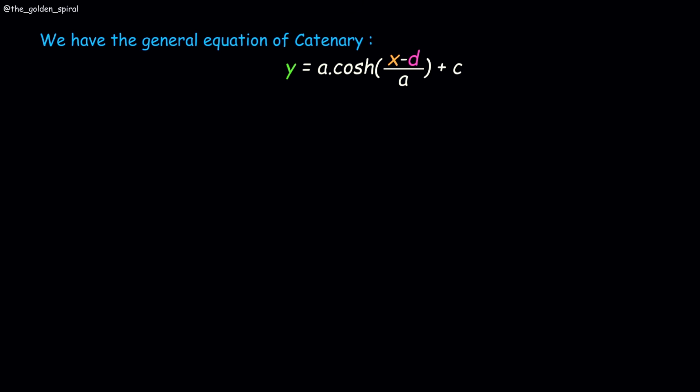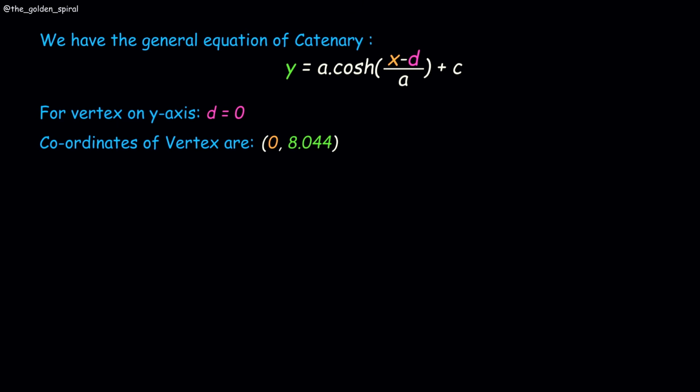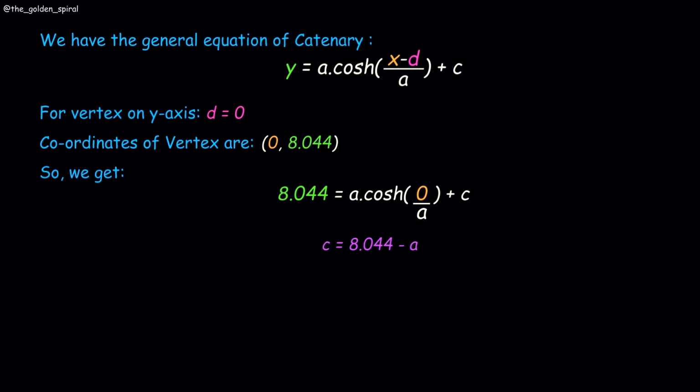This is our equation, and because we have shifted our origin to the y-axis, this parameter d is already 0. We have the coordinates of the vertex. If we substitute y equals 8.04 and x equals 0 in this equation, we have cosh 0 is 1, so we get c equals 8.04 minus a.